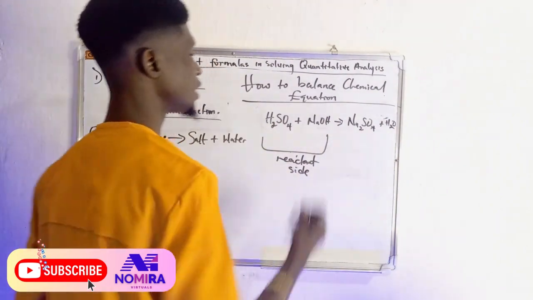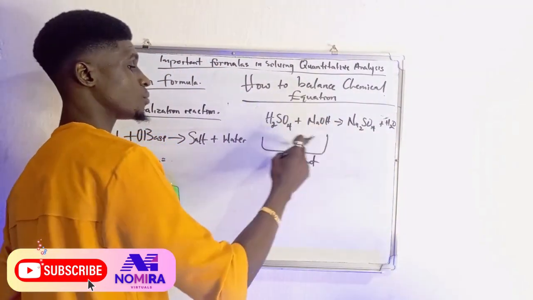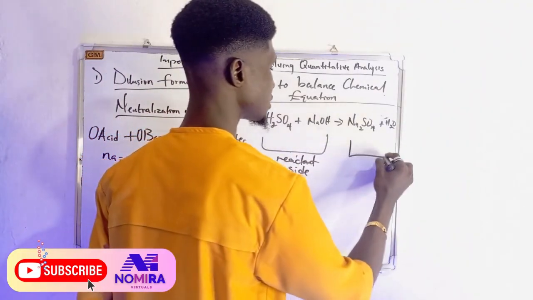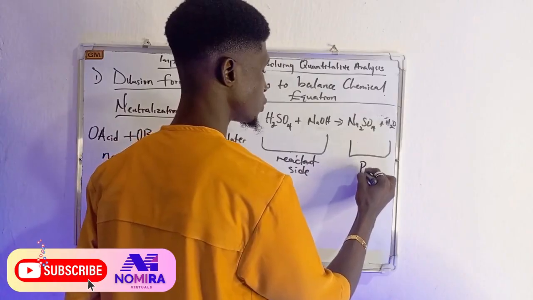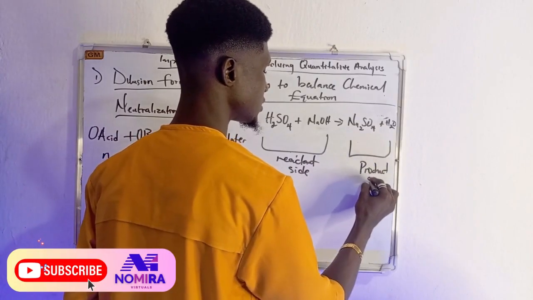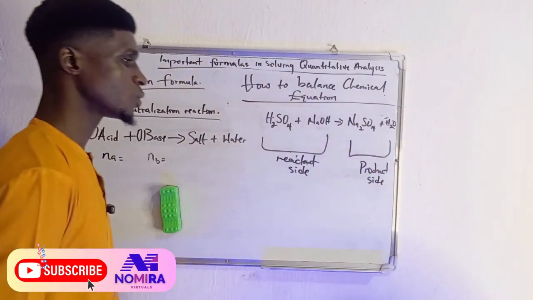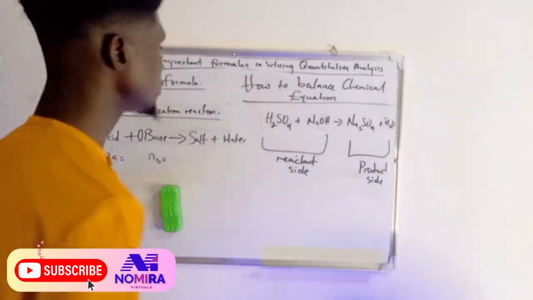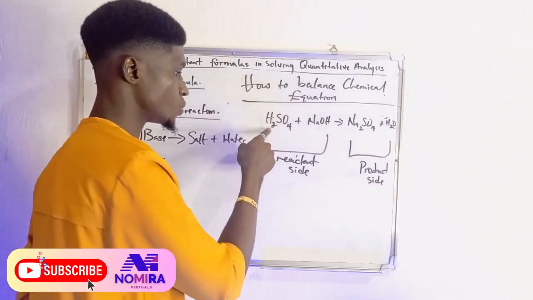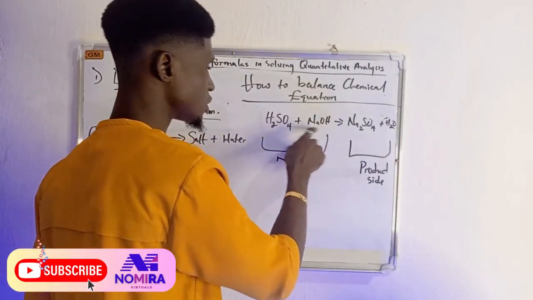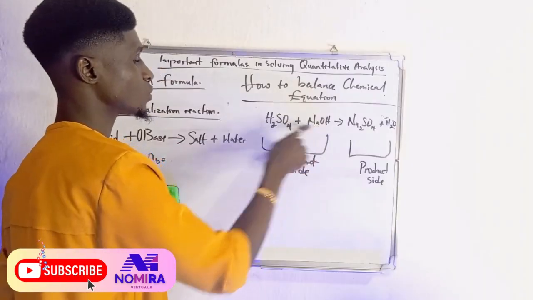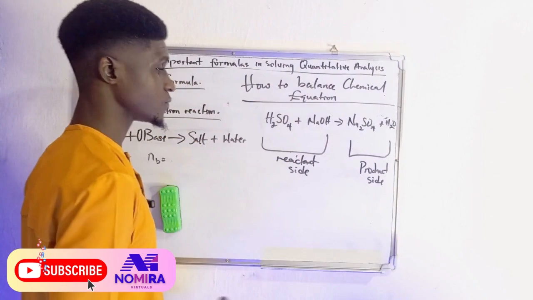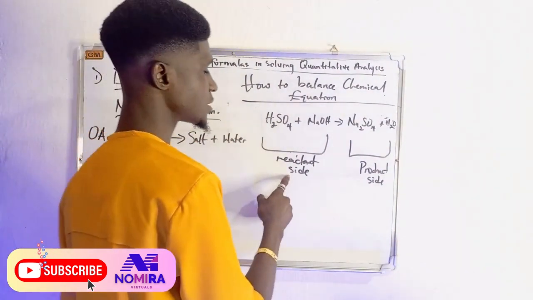This is called the reactant side of the chemical equation. Then make sure that the total number of any element you are considering is equal to the total number of that same element on the product side. This is called the product side of a chemical equation. So let us begin with hydrogen. Hydrogen here is 2, plus there is another hydrogen in this compound. So we have 2 plus 1, that is 3 hydrogen on the reactant side.